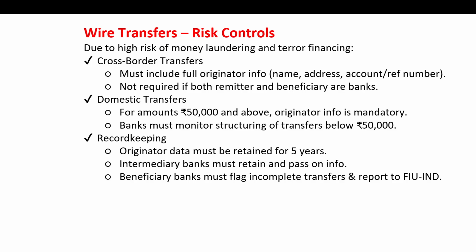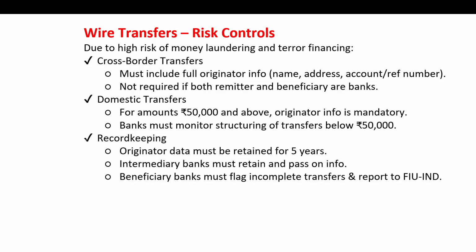It is not required if both remitter and beneficiaries are banks. For example, if Mr. A is in India and he sends $5,000 to his brother in US, then Mr. A's name, address, and account number must go along with the transfer. Now, for domestic transfers, for transactions of 50,000 or above, sender's full information is required. So, if someone transfers 75,000 by NEFT, the bank must record full sender's details.